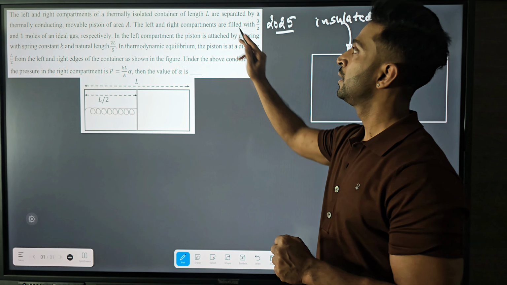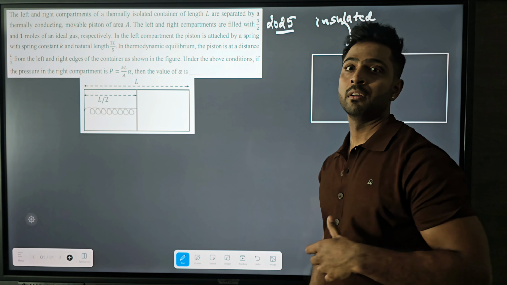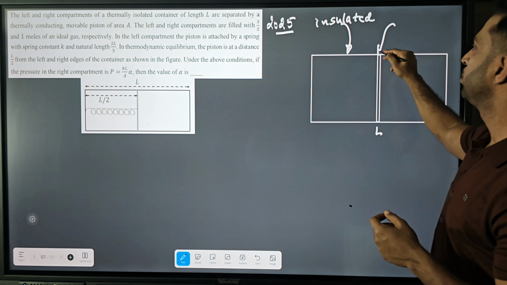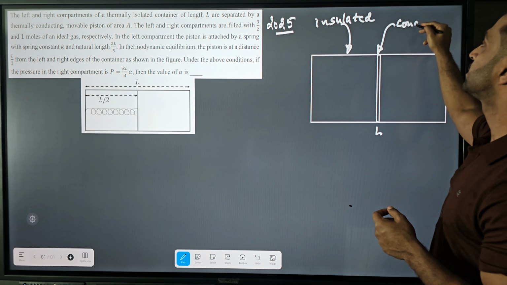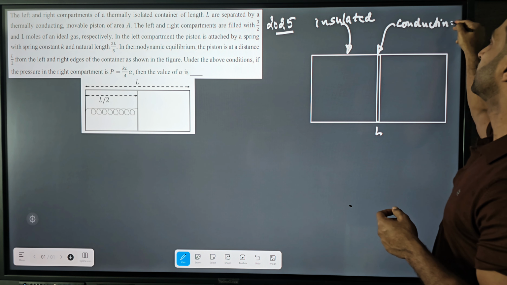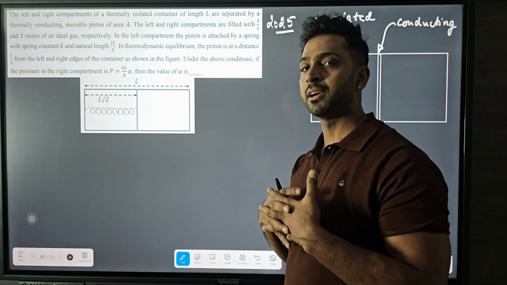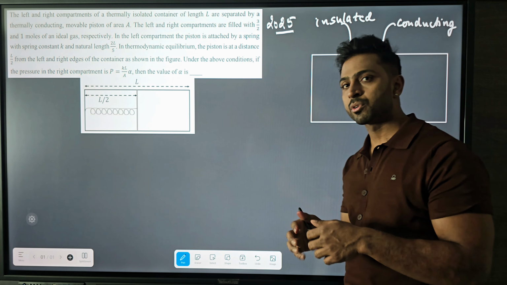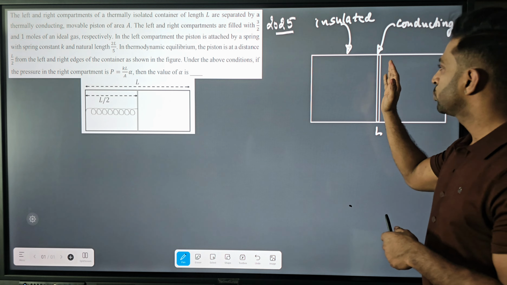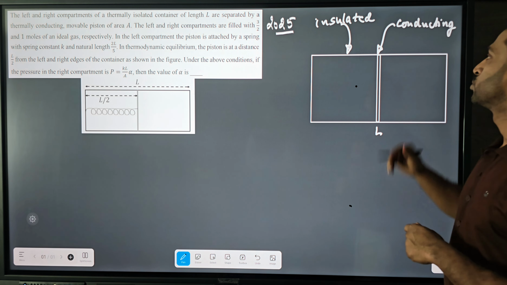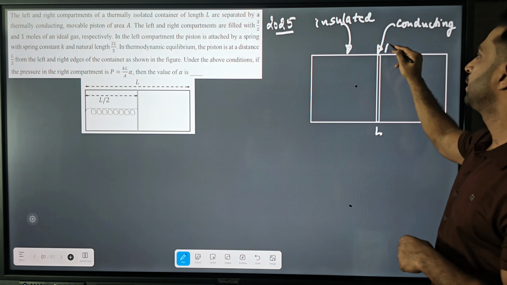It has a length L. It is separated by a thermally conducting movable piston of area A. Another vital information. There is a piston here. Only this piston is thermally conducting. Which means that if there is a piston which is thermally conducting, given sufficient amount of time, the temperature on its both sides will eventually become equal. So that has an area A.